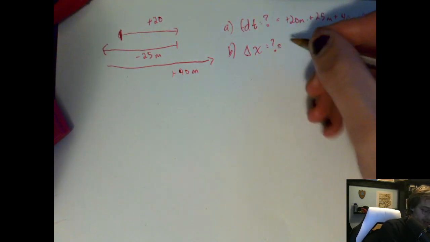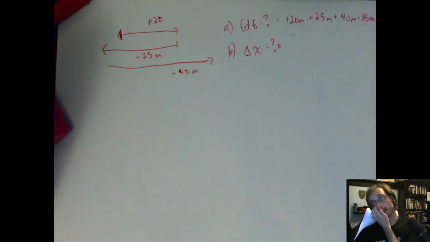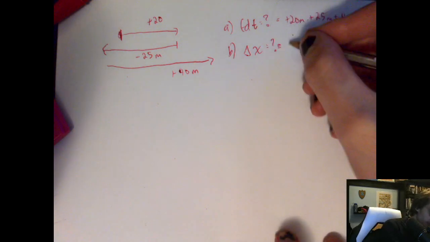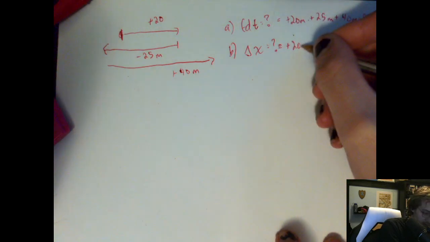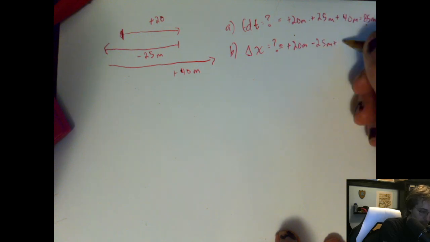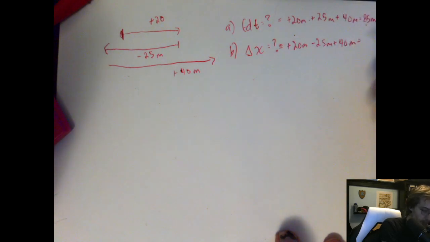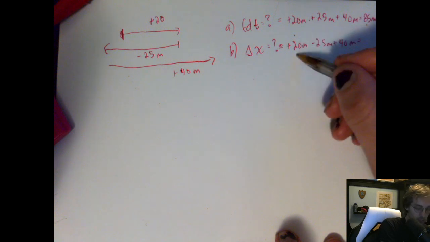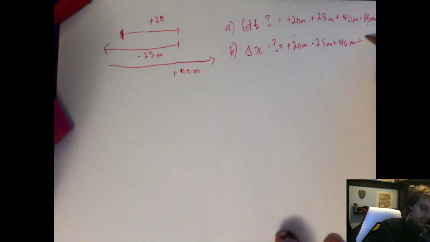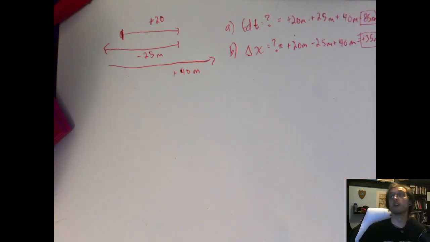For B, if we're trying to find our displacement, now we care if it was forward or backwards. If you move forward and then move backwards, you undo some of that. If you move backwards and then move forward again, you undo some of that. So I'm going to include the negative if it's backwards and the positive if it's forward, as opposed to just making everything positive. And that'll look like this. We've got 20 minus 25, which gives us negative 5, plus 40, which gives us 35. And again, I'm just going to include the positive sign so that I know that this is 35 meters forward.